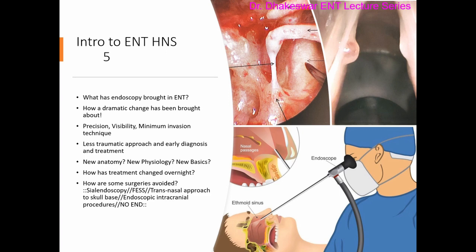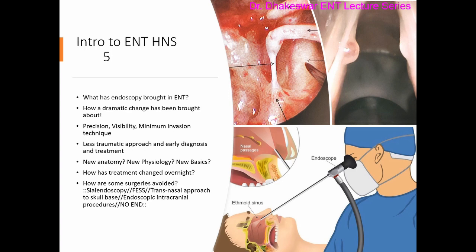What is sialendoscopy? That is through the tract of the salivary glands. By endoscopy we can approach inside the lumen of the salivary gland ducts, and we can remove the stones from there, and we can diagnose the diseases lying deep inside the salivary glands.